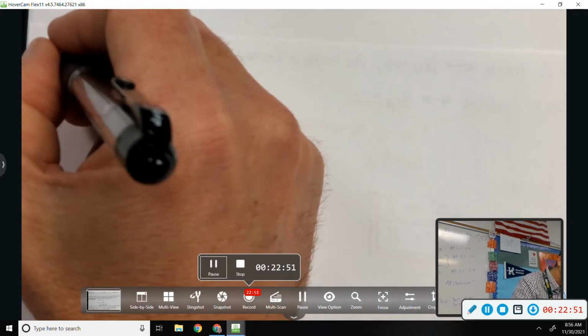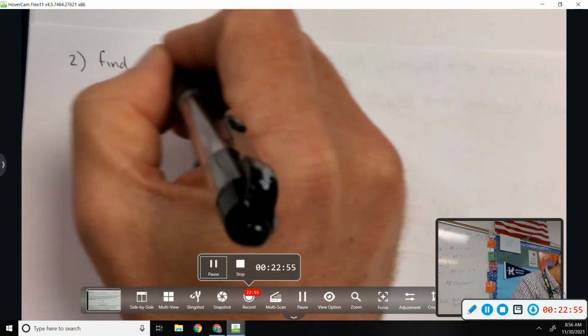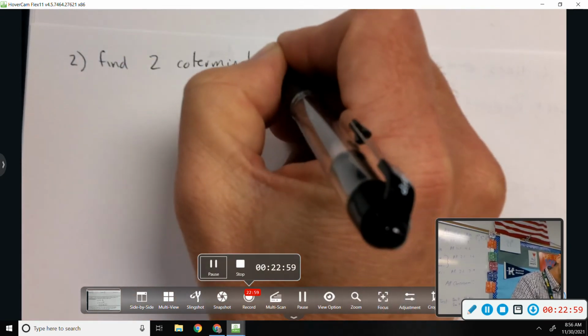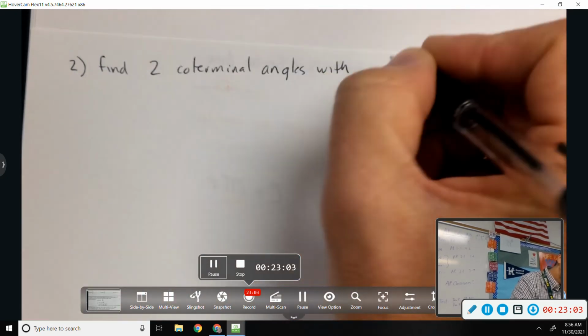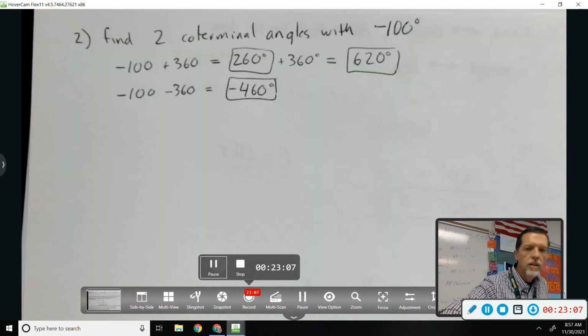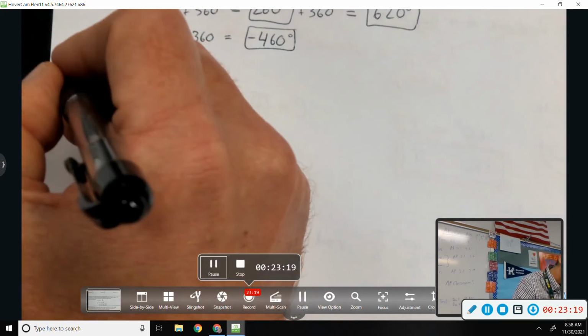Let's do one more of those. Let's find 2 coterminal angles with negative 100. So lots of potential answers there. But all you got to do is add or subtract 360 if it's degrees, 2 pi if it's radians. Just be careful with the fractions. The fraction thing is really the only thing that messes people up.